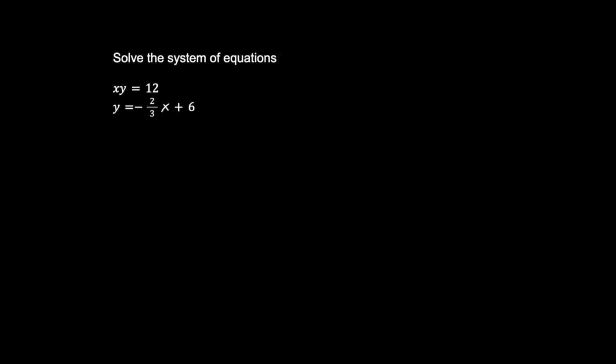Okay, so we're going to be solving this system, which is composed of a reciprocal function and a linear function. So we're going to be using substitution to do this. So in the second equation, we already have y by itself, so we're going to take advantage of that. And then we'll just replace y in the first equation with what it tells us y is. So the second equation tells us y is negative 2 over 3x plus 6. So we'll have x times negative 2 over 3x plus 6 equal to 12.